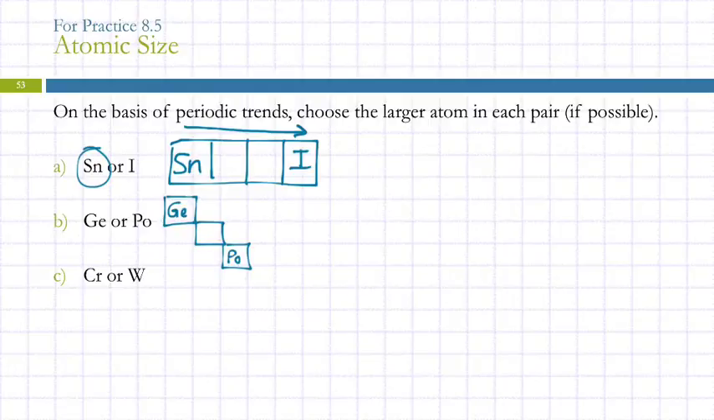So what's going on here? Well, we've got a trend going across, and we've got a trend going down. The trend going across predicts which one is larger? Germanium. The trend going down predicts which one is larger? Polonium. The trends are opposing each other.